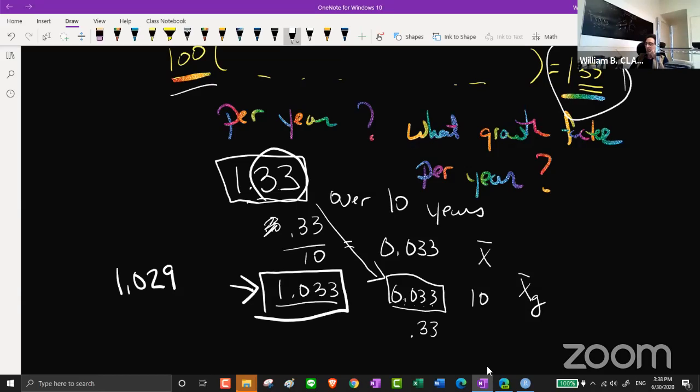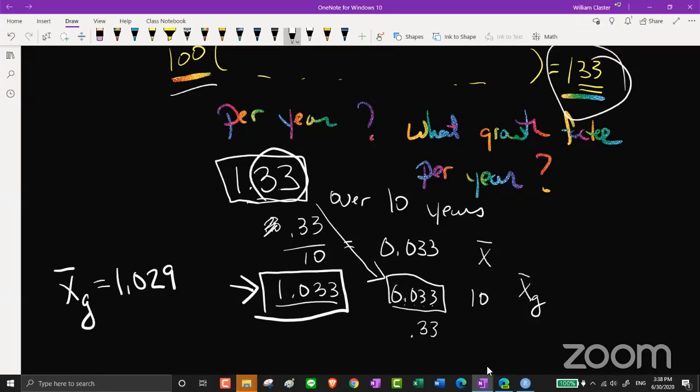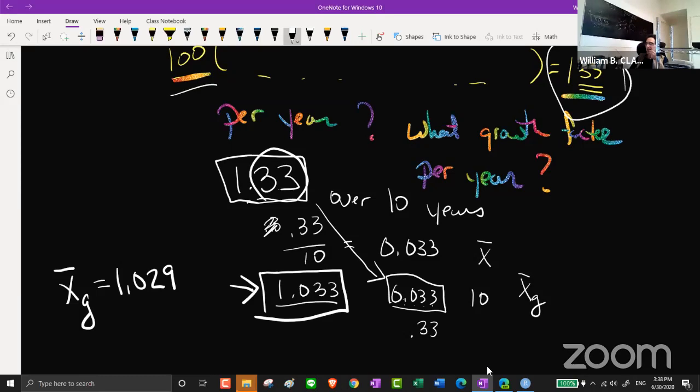Okay? You only need this number. What do we call this? Geometric mean. It's the geometric mean. Okay? And how did we get it? We took all those growth factors, we multiplied them, and then we took the 10th root, right? And that gave us this. Okay? So that's how you get the annual return necessary to achieve the overall return.